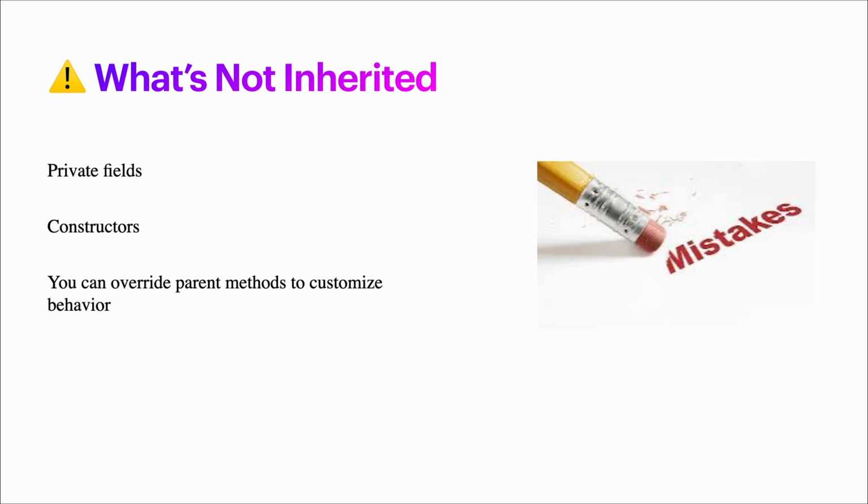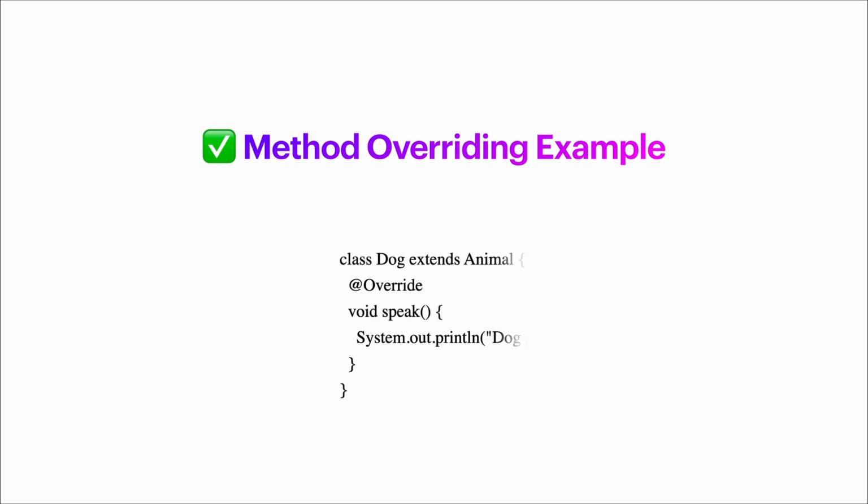Your next one is you can override a parent's method to customize behavior. What does this mean? Override a parent's methods to customize behavior. Taking your earlier class of Animal and class of Dog which extends Animal, let's see a new example. The example is this: class Dog extends Animal. For us to override the speak method of the initial one, all we need to say is @Override.